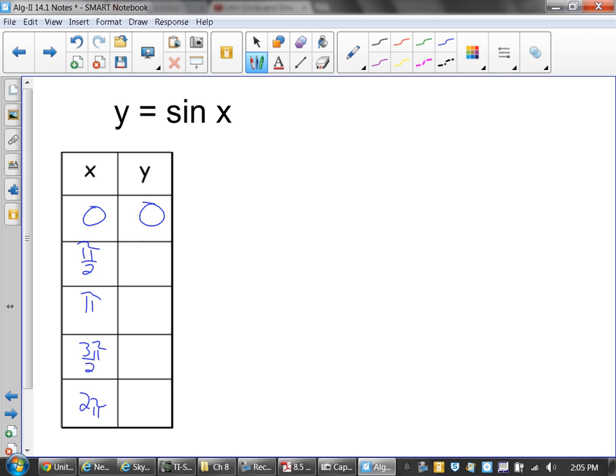1. What's sine at pi? 0. What's sine at 3 pi over 2? Negative 1. And then back at 2 pi. 0.